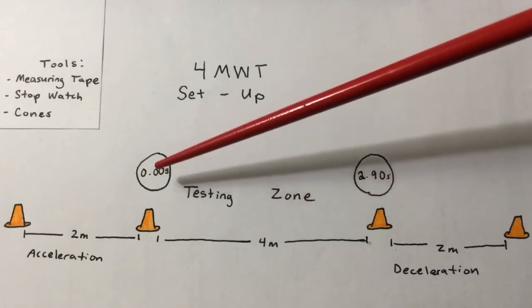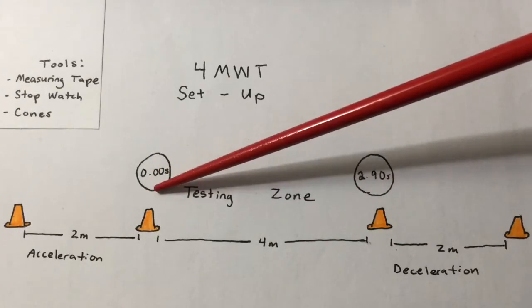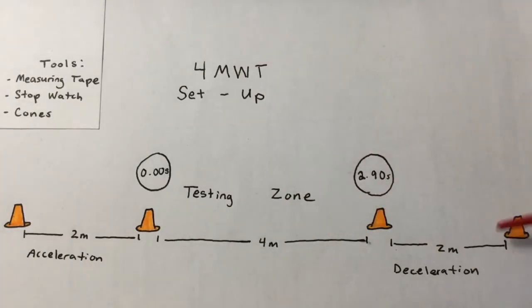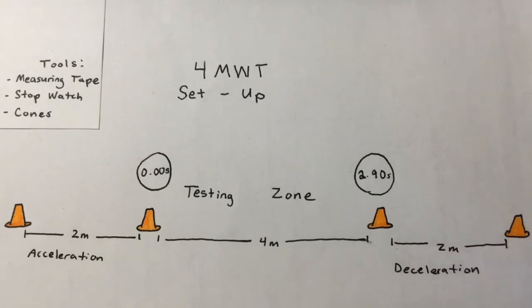You will begin the time as soon as the patient's foot crosses the first cone and end the time as soon as the patient's foot crosses the second cone. The last measurement you will make is a 2-meter deceleration zone.